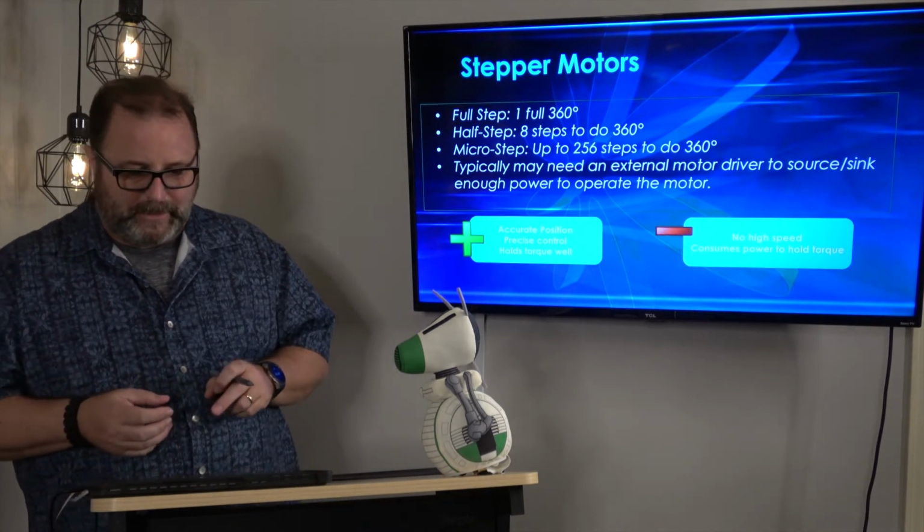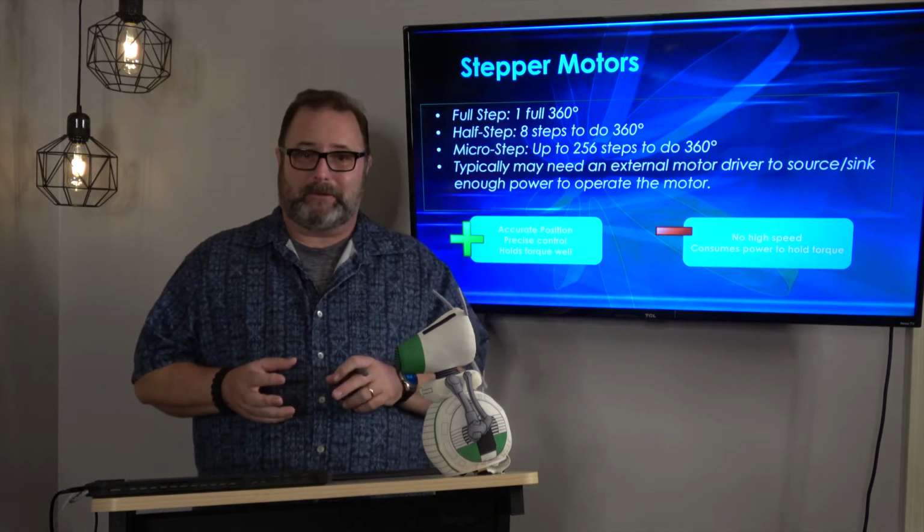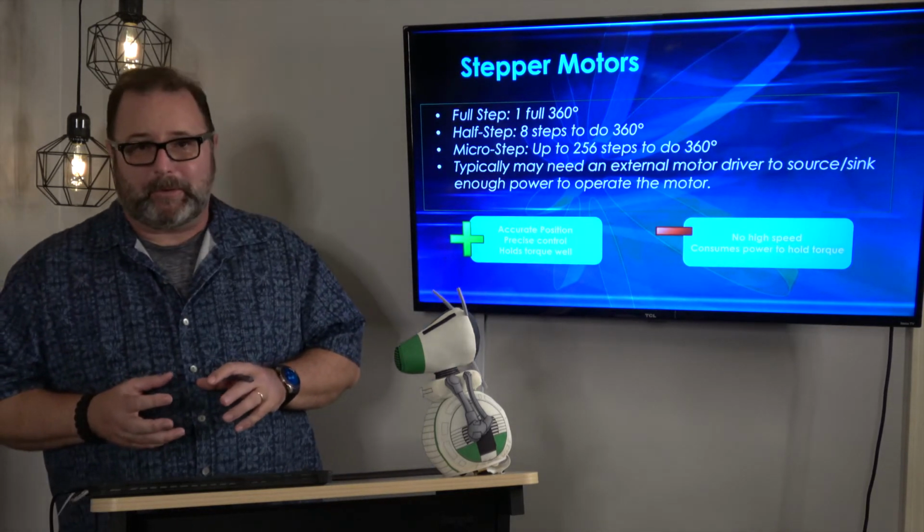The disadvantage is that it doesn't move very fast. You can't get high speed out of a stepper motor.